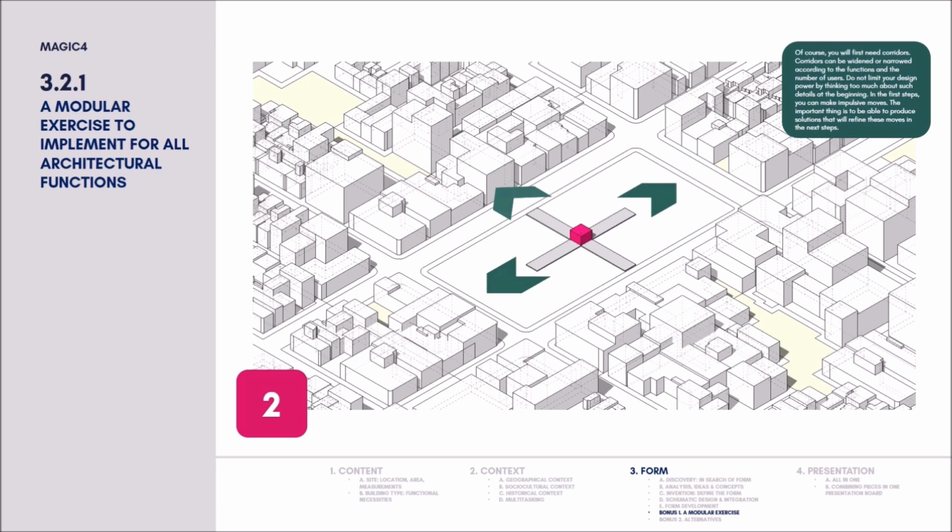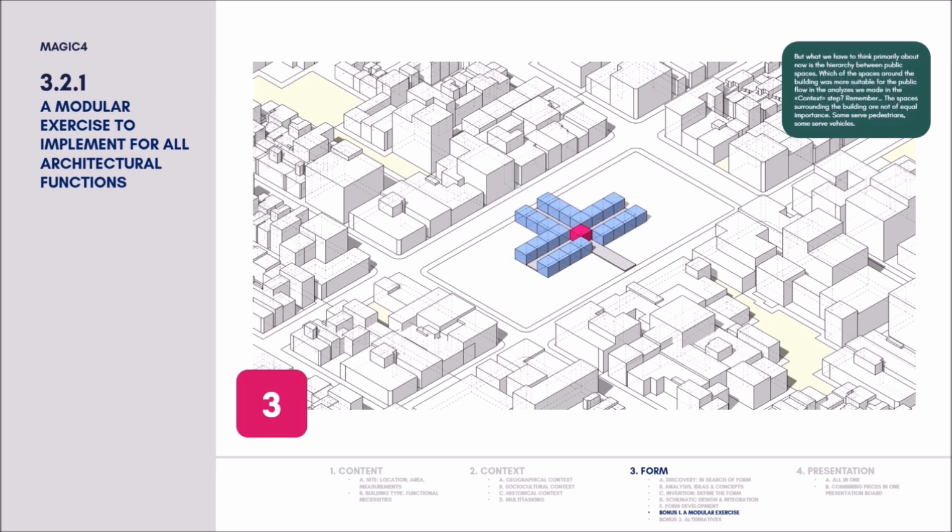3. But what we have to think primarily about now is the hierarchy between public spaces. Which of the spaces around the building was more suitable for the public flow in the analyses we made in the context step? Remember, the spaces surrounding the building are not of equal importance. Some serve pedestrians, some serve vehicles.